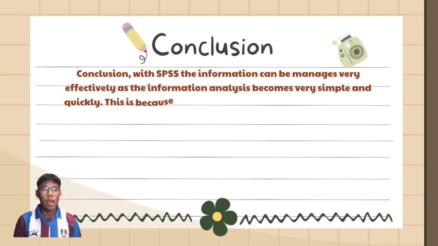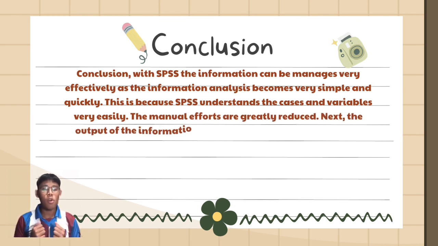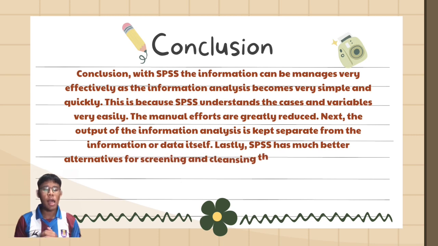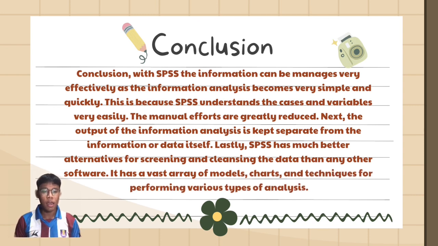We can conclude that with SPSS, the information can be managed very effectively as the information analysis becomes very simple and quick. This is because SPSS understands the case and variable very easily. The manual effort is greatly reduced. Next, the output of the information analysis is kept separate from the information or data itself. Lastly, SPSS has a much better alternative for screening and cleansing data than other software. It has a variety of models, charts, and techniques for performing various types of analysis.